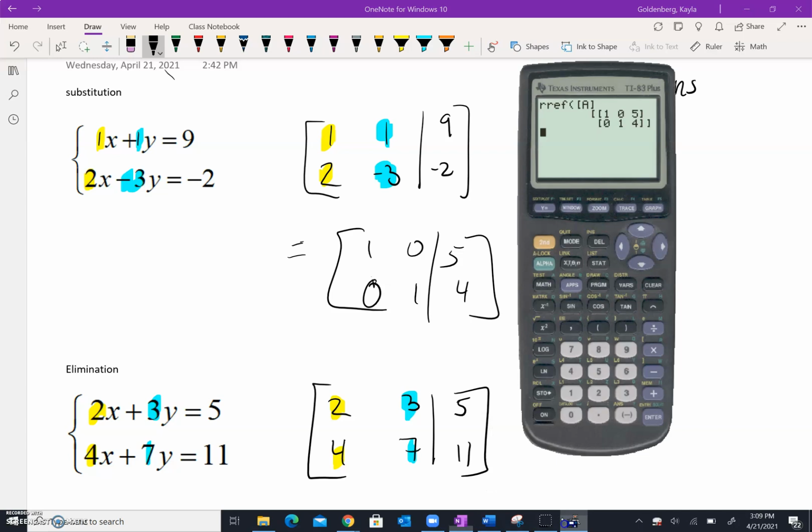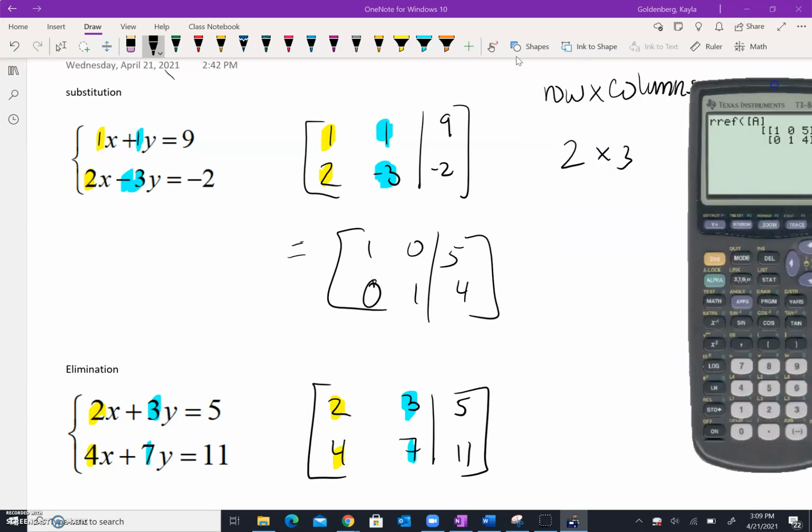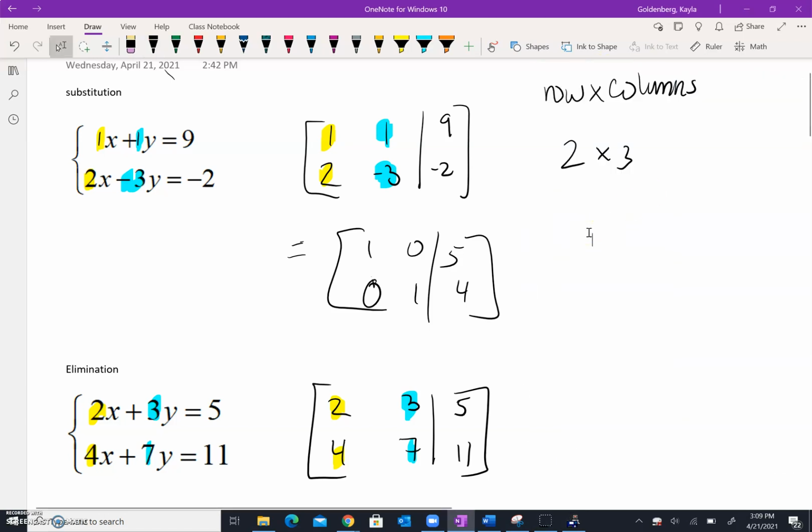Okay, so I'm going to put that here, and I'll have that up here. Notice they don't have that little line that we normally put to separate the numbers from the coefficients. That's fine. If I rewrote this, remember it goes x, y, number. 1x plus no y equals 5. 0x plus 1y equals 4. Basically what that's telling us is x is equal to 5 and y is equal to 4, right?